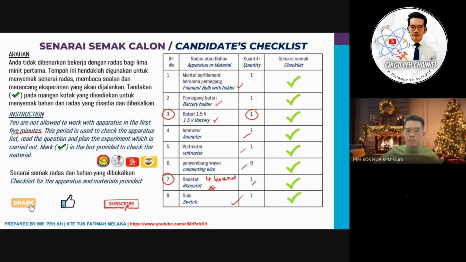As we discussed in the previous video, the total duration for paper 2 will be 45 minutes, minus 5 minutes for checking apparatus, and then you have to straight away read the question and design your experiment, especially for the type of Tugasan Amali, tidak berpandu. Okay, so you will be left with only 40 minutes to conduct the experiment and complete your paper 3 question.